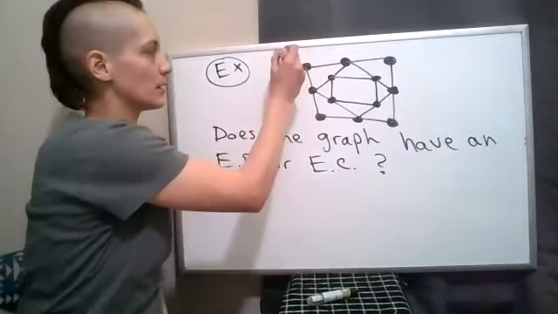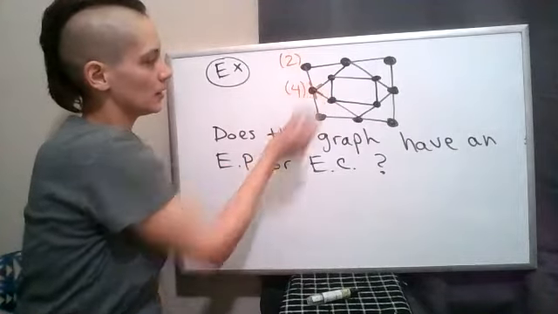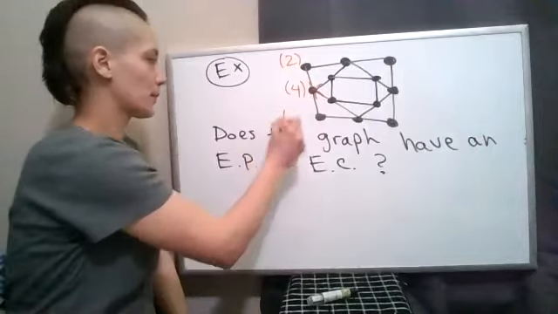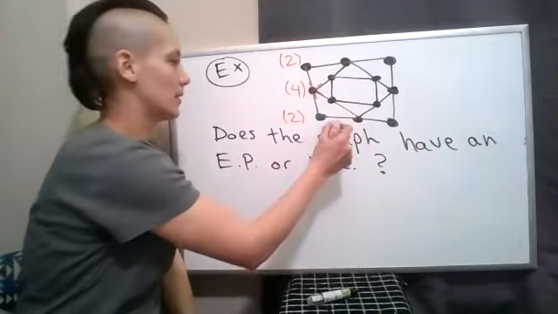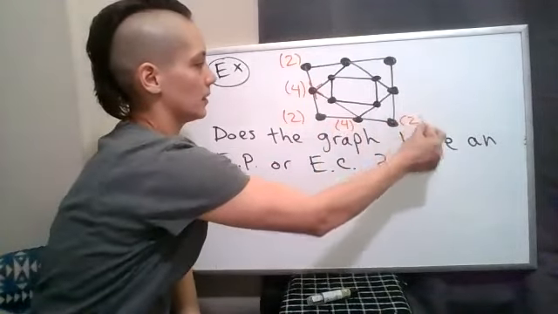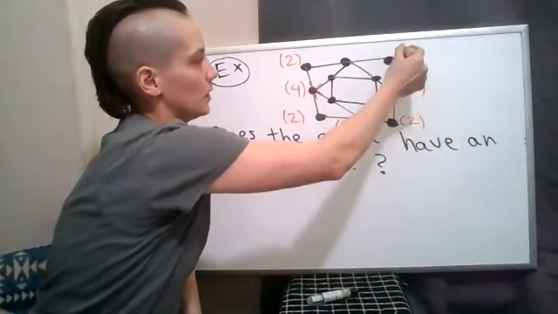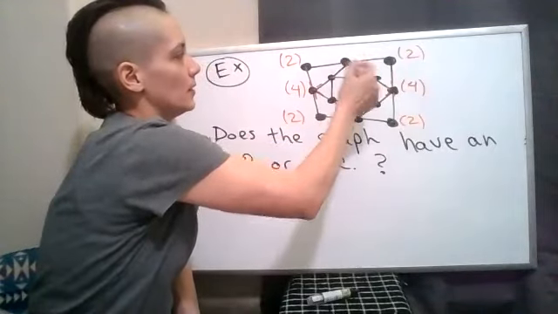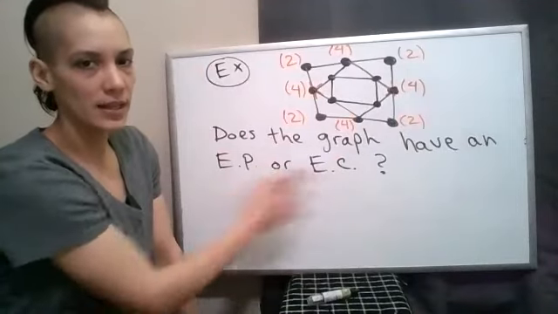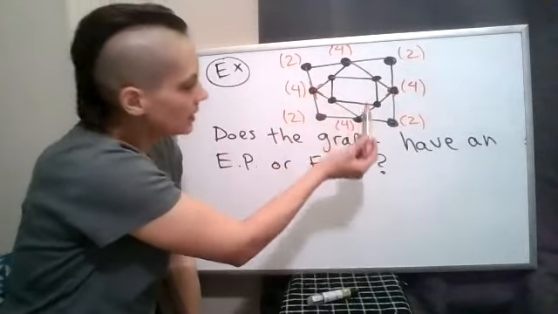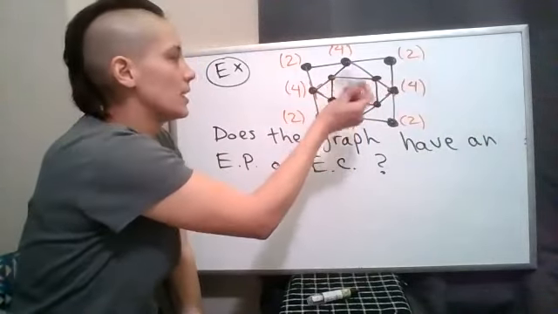So degree 2. Degree 2. Another 2. Once, twice, 3 times, 4 times. And a 2. 1, 2, 3, 4. 1, 2, 3, 4. So good so far. We could have an Euler circuit slash path, but we keep going and look at that vertex and those other ones with degree 1, 2, 3, 4. They should all have degree 4.